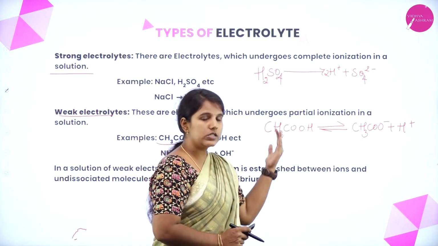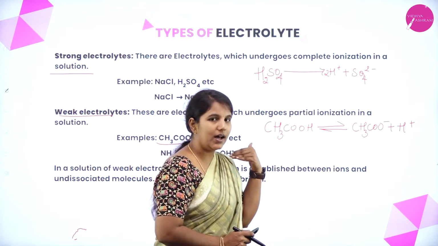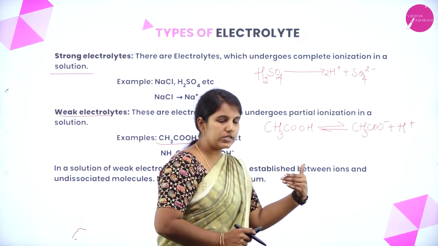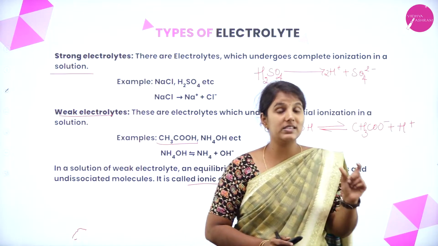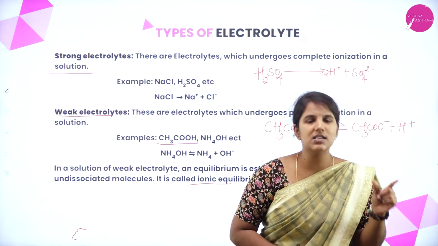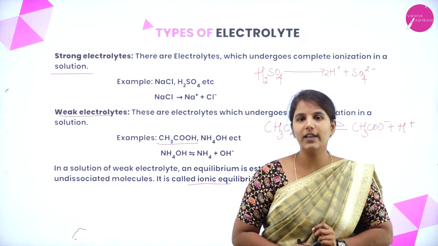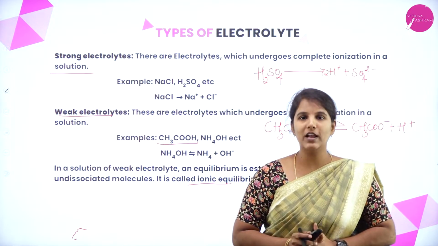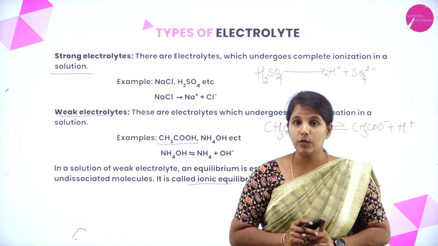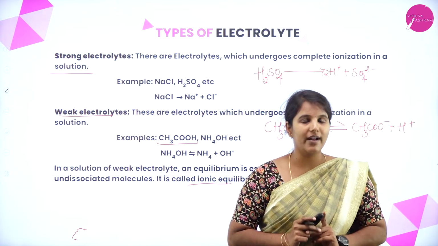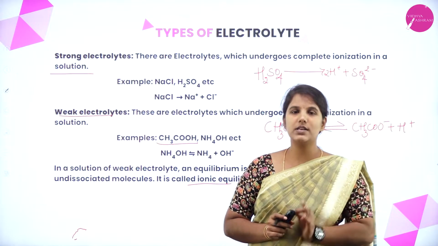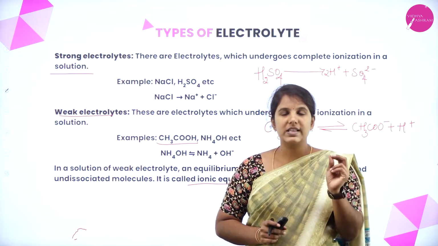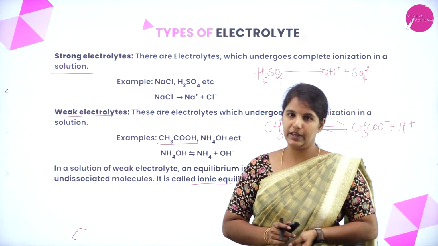So this is a dissociated molecule. The undissociated one can also set up an equilibrium with the dissociated molecule. Such equilibrium will exist between the ions. Hence they are known as what? Ionic equilibrium. So I hope you all understood why ionic equilibrium is very important to study under the equilibrium chapter. You are going to study the equilibrium which exists between the ions.